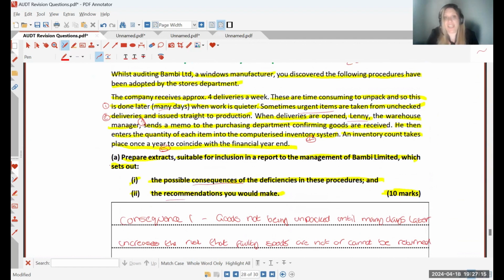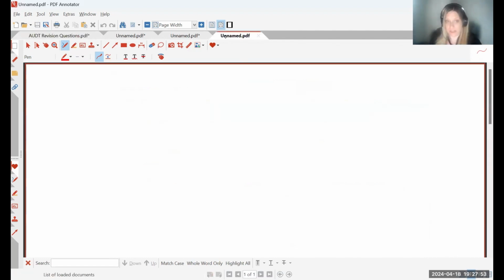Number 4 then, this is goods being received many days before they go onto the inventory system. That means, so a customer could order some goods and we could say, oh, we don't have them. But actually we do have them, they're just not sitting on the inventory system. It might also be that the production team say, hey, we need 1,000 meters of wood today. So an urgent order's put in when actually there's 1,000 meters of wood sitting downstairs in the warehouse. Lenny just hasn't recorded it on the inventory system yet. So that's our issue here, our consequence.